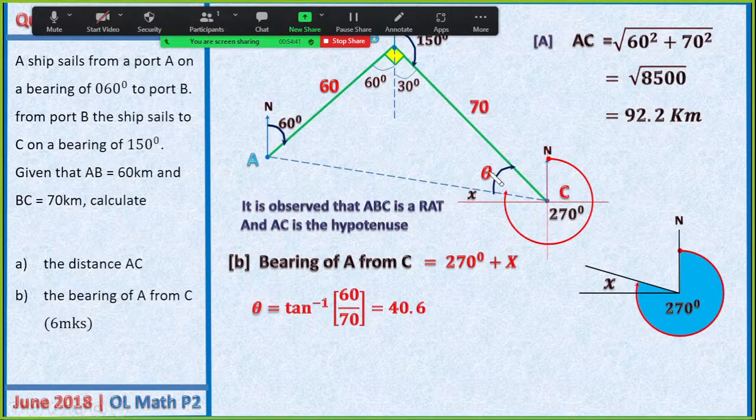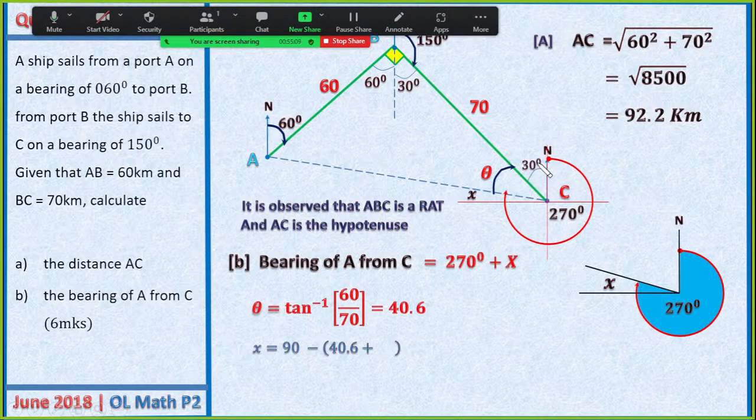So with x, if you look for this theta using this right angle triangle, our tan theta will be equal to opposite, which is 60, over adjacent, which is 70. And theta will be equal to tan inverse of 60 on 70, which is 40.6. So we know that this angle is 40.6. And we know that this angle here is 30.